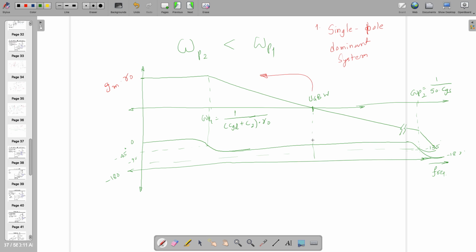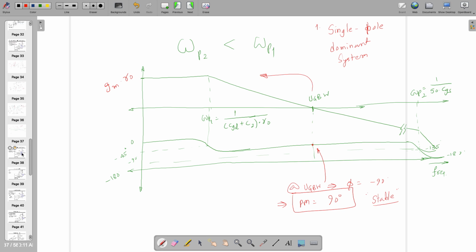So at UGBW, if you are measuring, the phase is actually minus 90. Phase equal to minus 90, and therefore phase margin is equal to phase at UGBW plus 180 degree. So this is going to give me plus 90 degree. Because of plus 90 degree, this system is stable. There is no problem. That was also known to us that it's a single pole dominant system, so there is no problem in terms of stability.